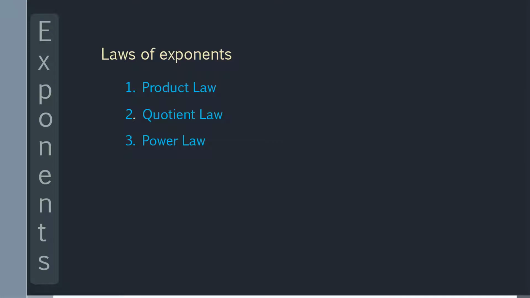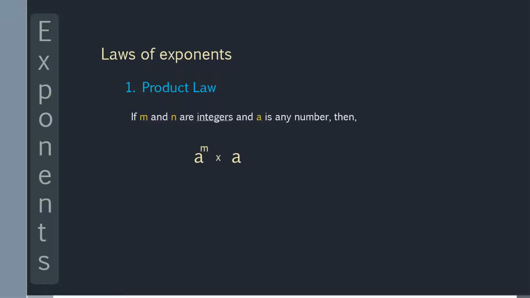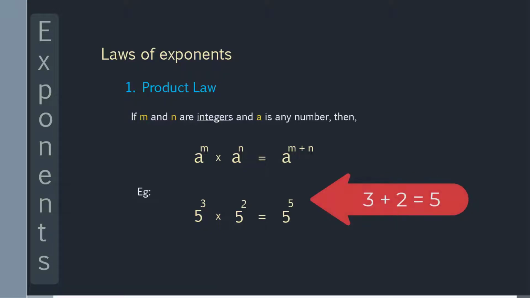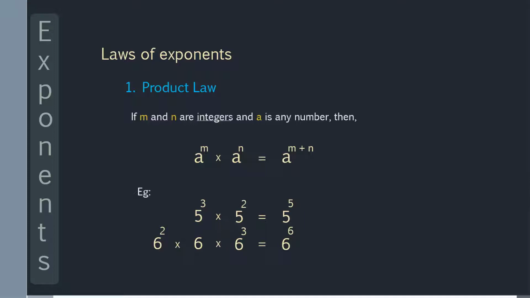Let us now discuss the product law. If m and n are integers and a is any number, then a raised to m into a raised to n is equal to a raised to m plus n. This means when you multiply more than one exponential number with the same base, you can just add the powers. For example, 5 cube into 5 square is equal to 5 raised to 5.